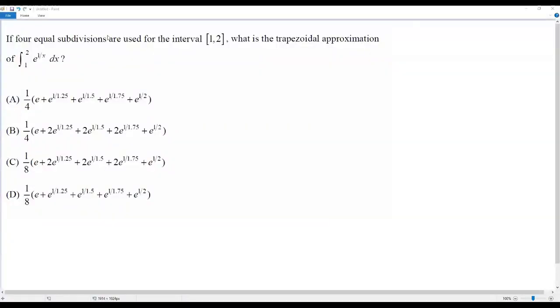Here we have an AP Calculus BC problem. Okay, let's go to the question. If four equal subdivisions are used for the interval [1, 2], what is the trapezoidal approximation of the integral from 1 to 2 of e to the power of 1 over x dx?